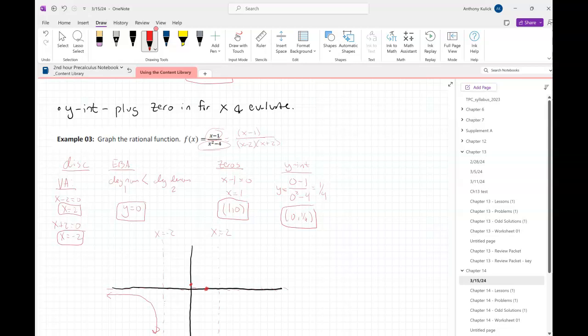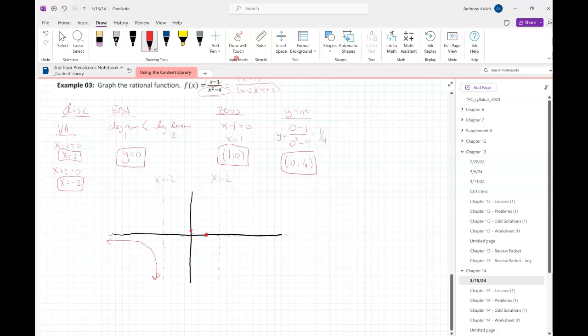Is that okay? Because you have a negative on top of positive. Negative over positive is a negative number for y, so it should be below the y-axis. Does that feel okay? Yeah. All right.